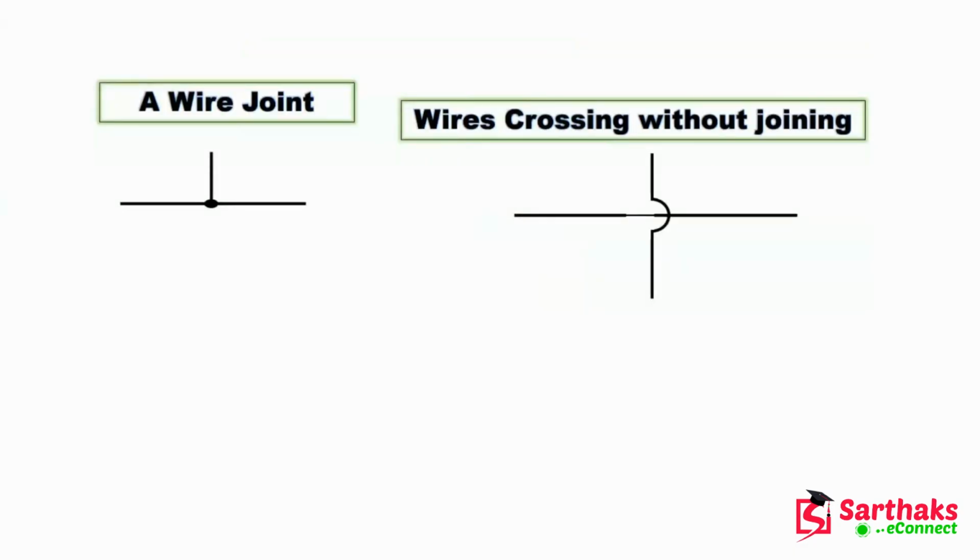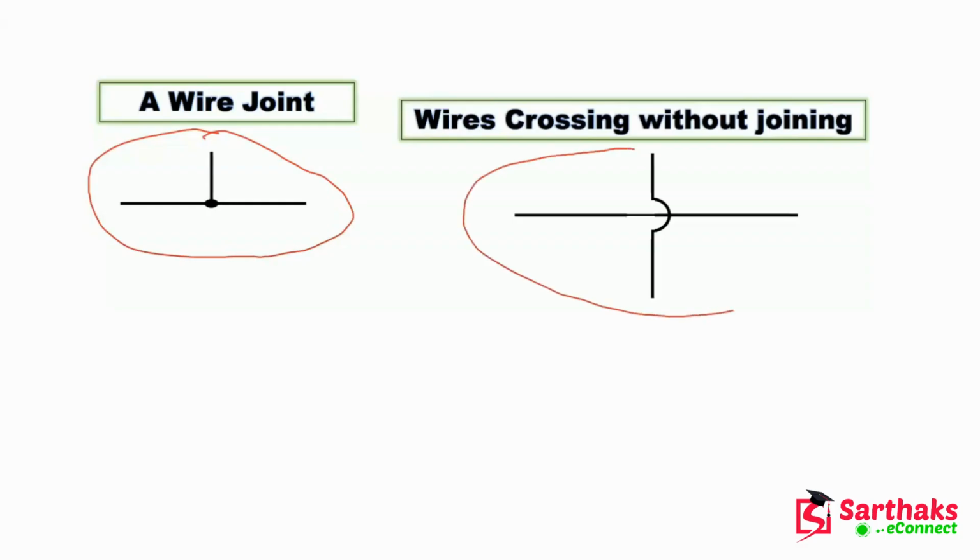Now, this is the symbol of a joint wire. And this is a symbol of a wire crossing without joining. Let's suppose this is a wire, and if I simply make a wire cross over it without joining it, this is not a join. The upper wire is above this lower wire. But in this case, the wires are connected to each other. So I hope you get it.